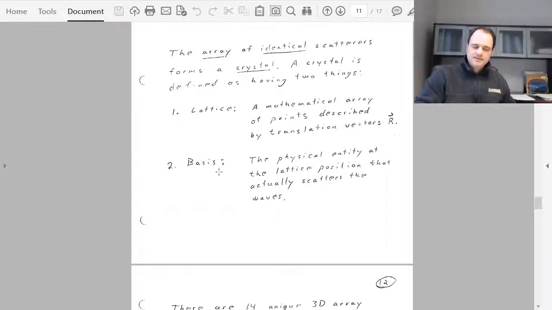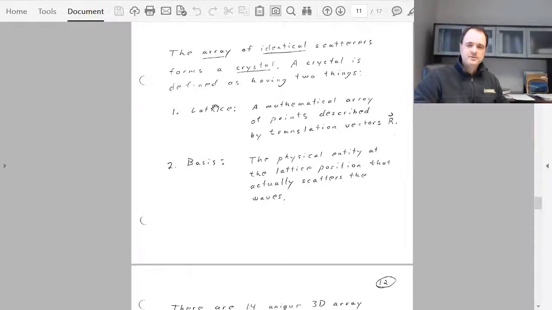The basis is what is at those points, those lattice points. It is the silicon atoms in the silicon crystal. It's the carbon atoms in our diamond.